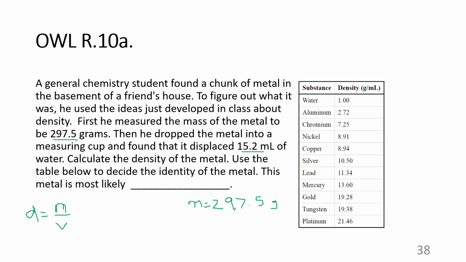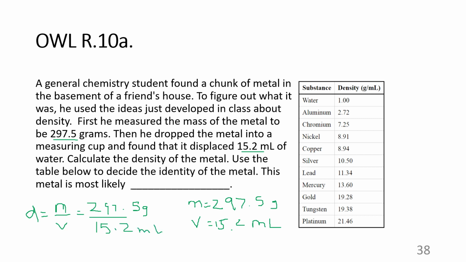So let's read a little bit closer to figure out what that represents. So the student dropped the metal into a measuring cup and found that it displaced 15.2 mils of water. So the volume of water displaced is equal to the volume of the metal. So we have both pieces of information. We can now just plug those into the formula. So density is equal to 297.5 divided by, and don't forget to include your units, grams divided by 15.2 milliliters.